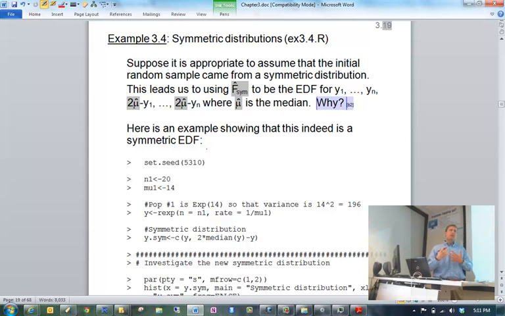You wouldn't want to then resample directly from F hat. You would want to resample from an F hat that reflects the symmetry. Well, how do you get a symmetric distribution if F hat is not actually symmetric to begin with? Well, here's how. Change your EDF to consist of, like usual, y1 through yn, but also to have n more observations represented in it. These observations are 2 times mu hat minus y1, where mu hat is the estimated median, through 2 times mu hat minus yn.